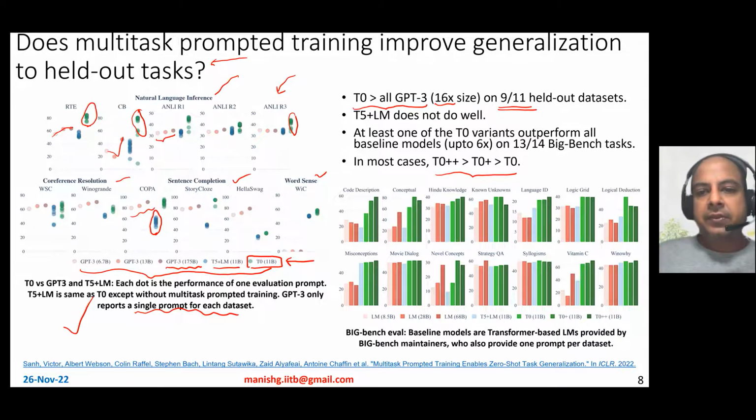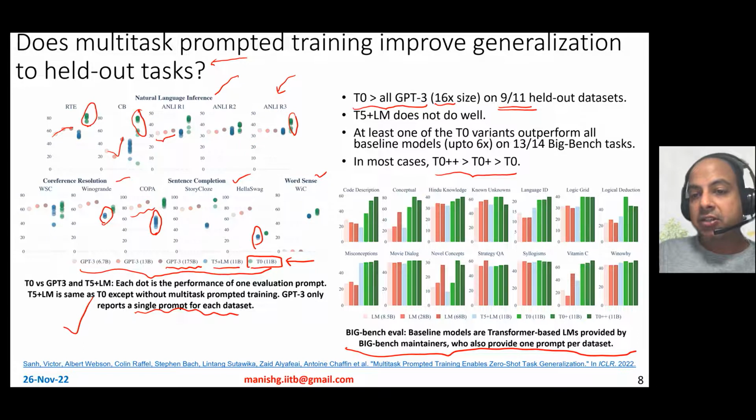Now, what you also observe is that T5 plus LM is significantly worse, sometimes compared even to GPT-3. So it doesn't really perform as well as GPT-3. For example, look at this one, or look at several pictures where it is significantly worse compared to even the GPT-3 model. Now, interestingly, if you try on BIG-bench evaluation datasets, you observe something similar.